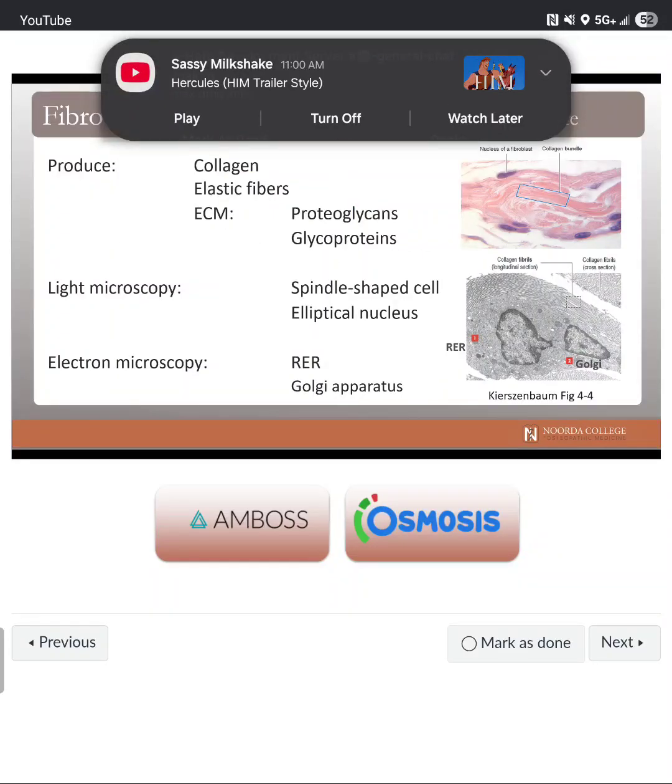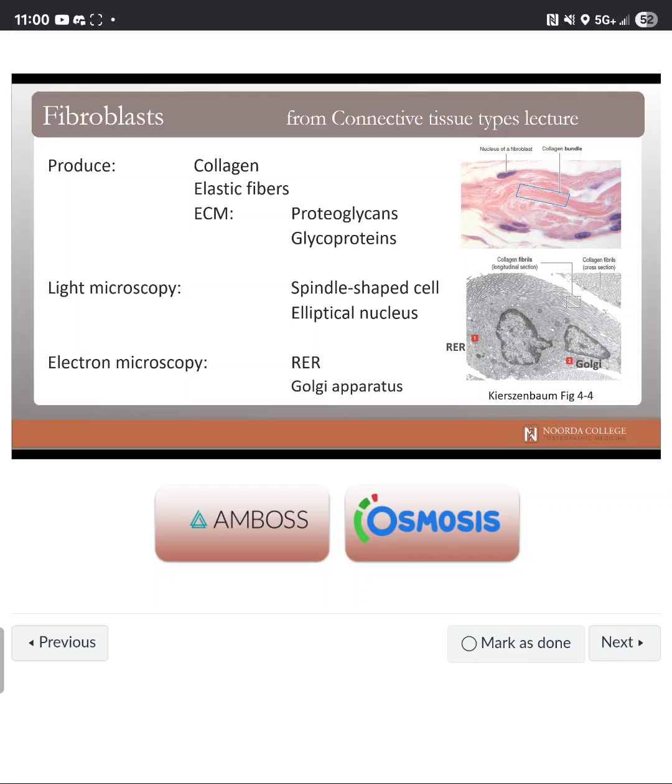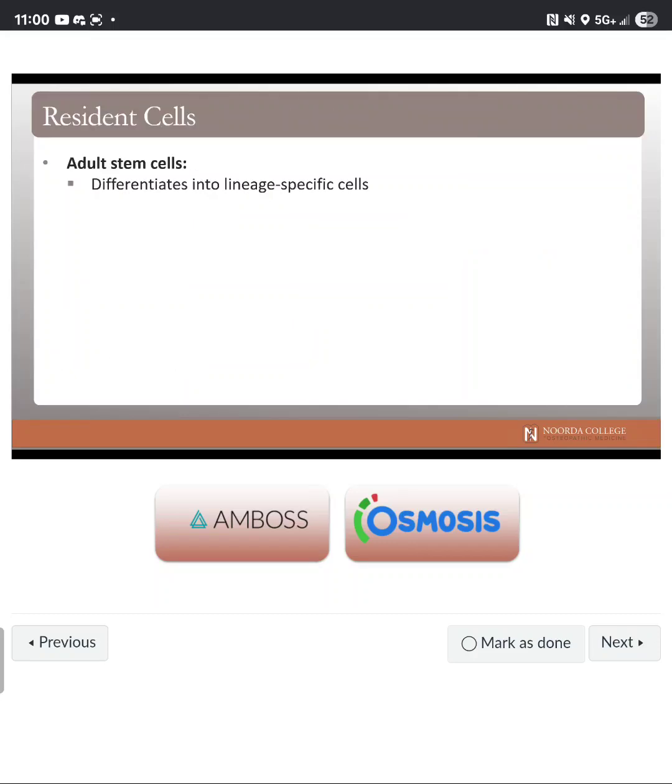In the previous lecture on connective tissue types, I also introduced you to the fibroblasts as the key player in connective tissue. They are important for producing collagen, elastin fibers, and ground substance such as proteoglycans and glycoproteins. Don't forget also they have a spindle-shaped appearance. I mentioned looking at little fish in the pond with an elliptical nucleus, and you can see the collagen in the light microscopy sections as this pink fibrillary material.